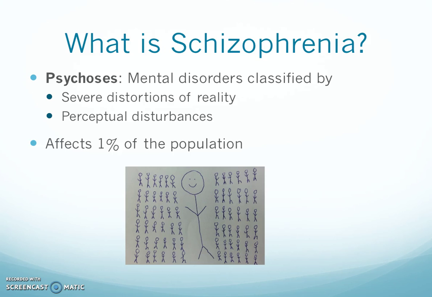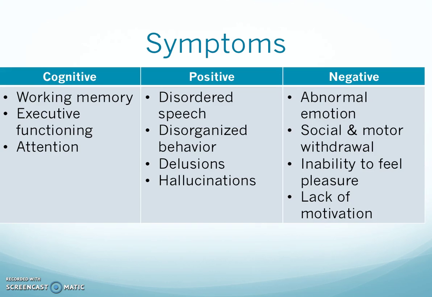Now, what is schizophrenia? Schizophrenia is a mental disorder characterized by severe distortions of reality and perceptual disturbances. It affects about 1% of the population, and it is very detrimental to live with. Schizophrenia can be characterized into three different types of symptoms: cognitive symptoms, positive symptoms, and negative symptoms.